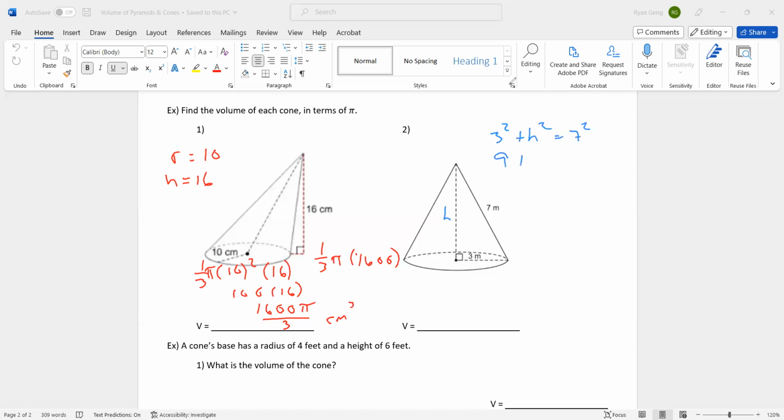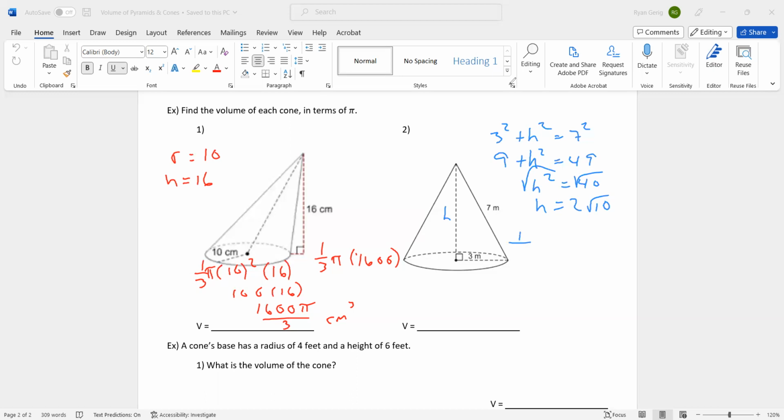So 9 plus h squared equals 49. H squared equals 40. And I'm going to say h equals 2 radical 10. Right, square root of both sides. Okay, so that's the height.